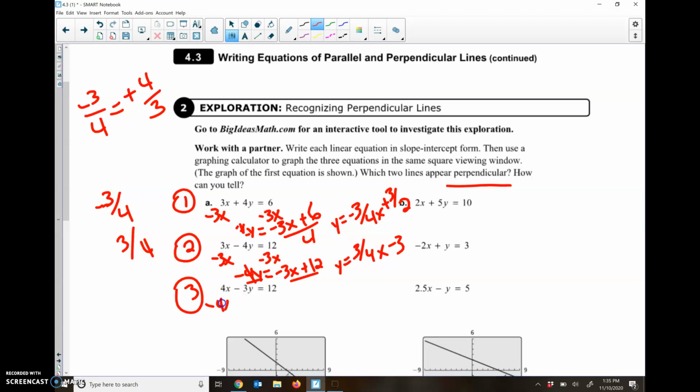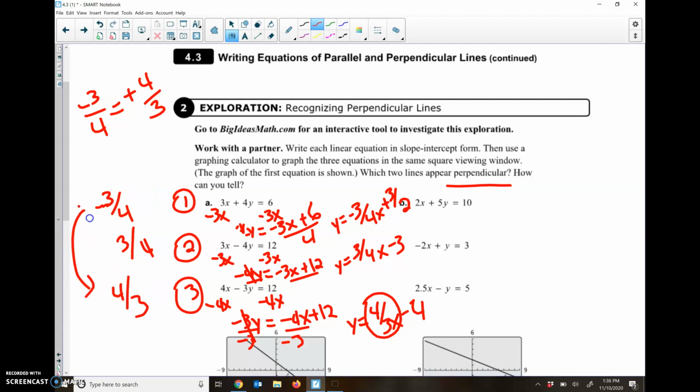So now we're going to have to look at this last one and see which one it's going to be. So I got negative 3y equals negative 4x plus 12. Divide by negative 3, divide by negative 3. And so I get y equals positive 4/3 x minus 4. And there it is. So positive 4/3. So then we end up finding out that lines 1 and 3 end up being perpendicular. Negative 3/4 and positive 4/3 are opposite reciprocals, so they are perpendicular to each other.